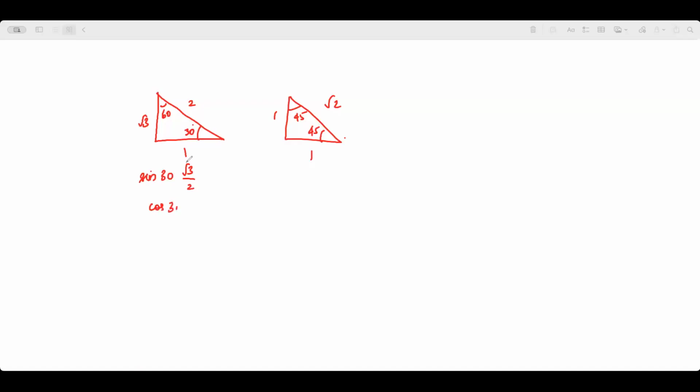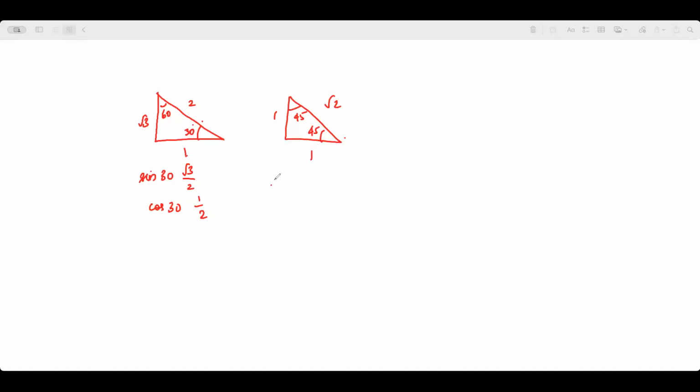So you all remember the 30, 60, 90 and 45, 45, 90 triangles, right? Do you all remember the triangles once more? I'm doing it for the second time. So this is 1, root 3 and 2. You all remember, right? So now for sine 30, how do we find? For sine 30, I do root 3 by 2. Cos 30, what do I do? 1 by 2. Am I making sense?